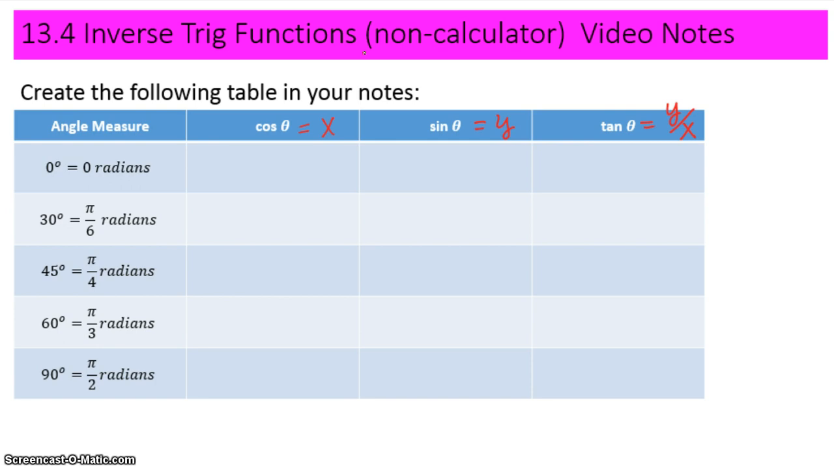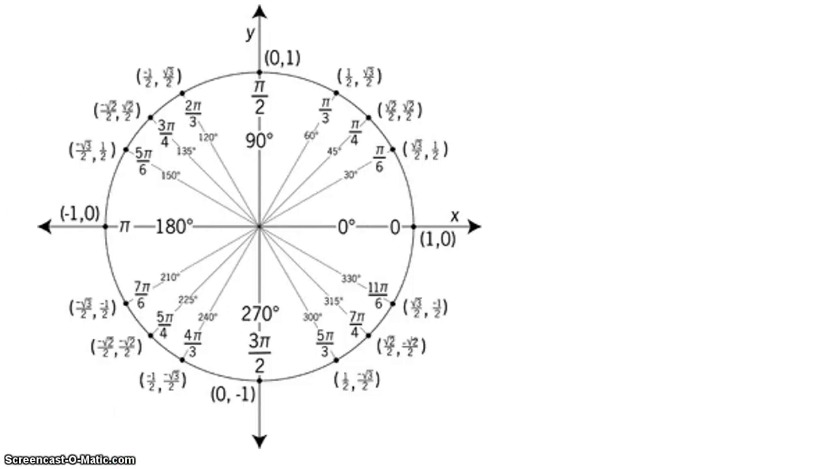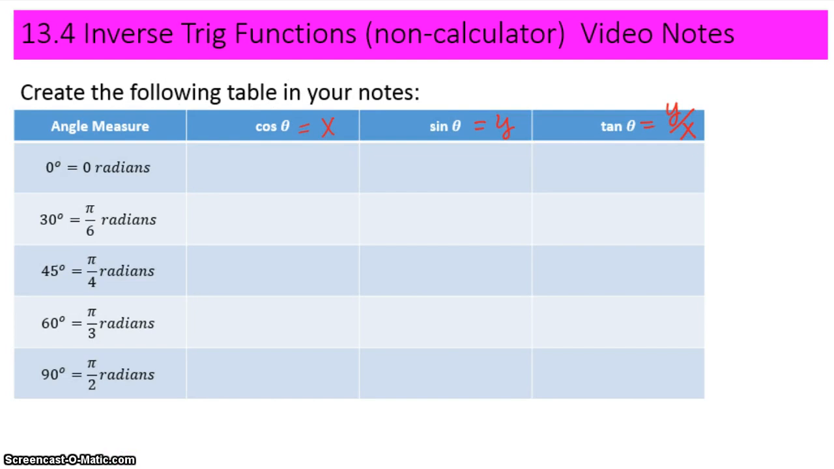So at 0 degrees or 0 radians, we use our unit circle and we say, okay, here at 0, what point is that? Well, that's the point 1, 0. So cosine is 1, sine is 0. So the cosine of 0 is 1. The sine of 0 is 0. Whether we're working in degrees or radians, it does not matter. And the tangent of 0 is y over x, or 0 over 1, which is 0.